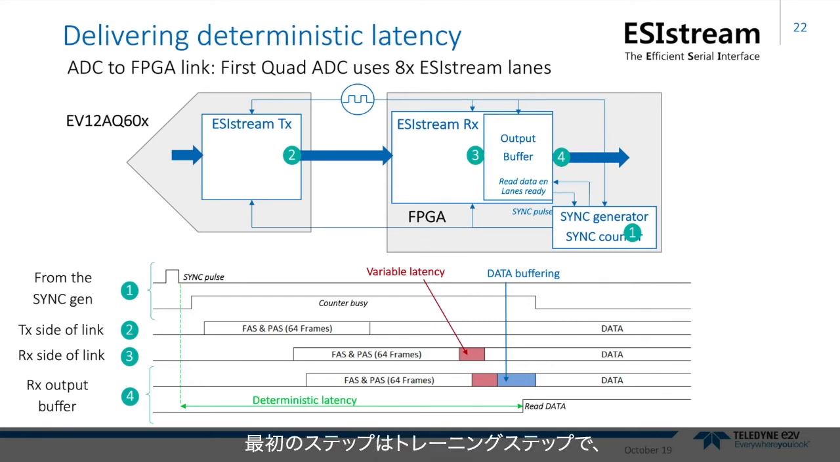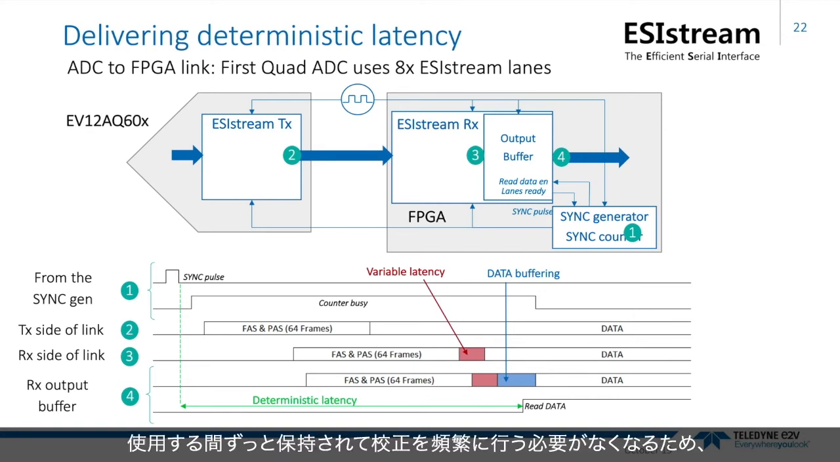The first, a training step, uses the sync counter to determine the typical delay between the rising edge of the sync pulse and the all lanes synchronized event. Once established, this delay remains fixed over the lifetime of the system and considerably simplifies system manufacturability by eliminating the need for frequent calibration steps. Secondly, the study must determine the maximum variable latency to be compensated for within a given target system.